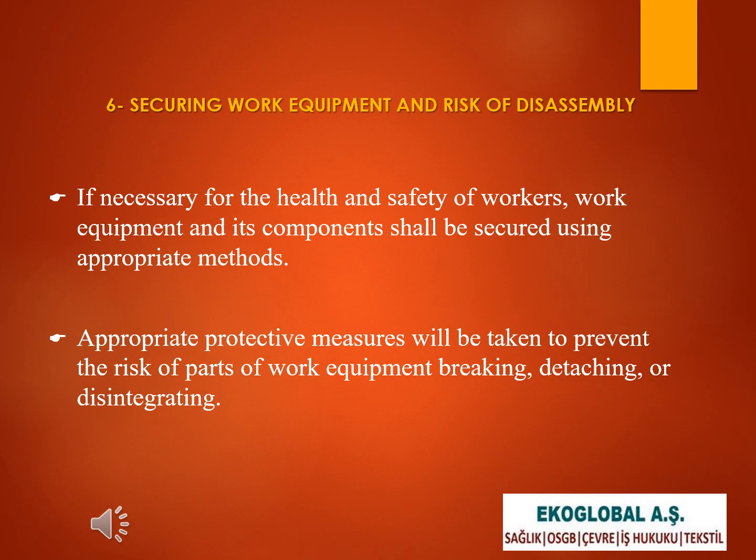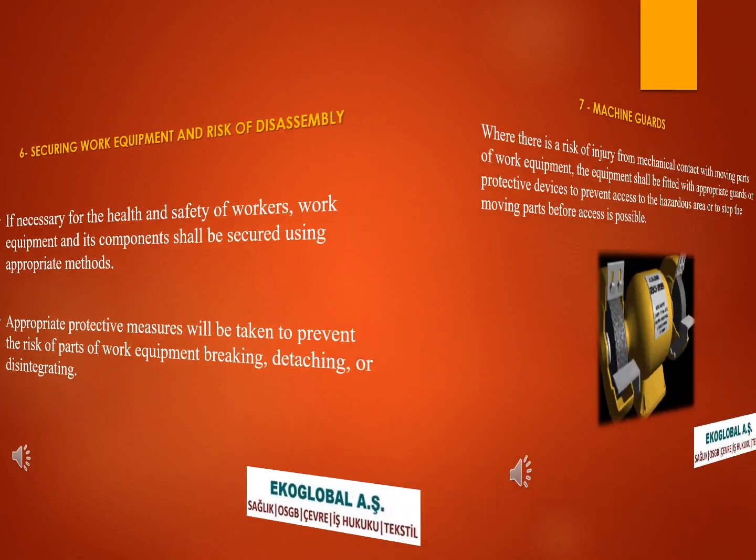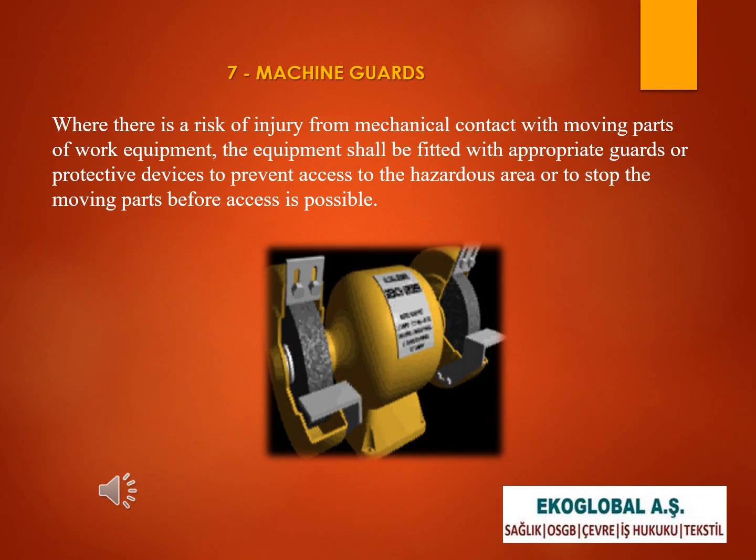If necessary for the health and safety of workers, work equipment and its components shall be secured using appropriate methods. Appropriate protective measures will be taken to prevent the risk of parts of work equipment breaking, detaching, or disintegrating. Where there is a risk of injury from mechanical contact with moving parts of work equipment, the equipment shall be fitted with appropriate guards or protective devices to prevent access to the hazardous area or to stop the moving parts before access is possible.